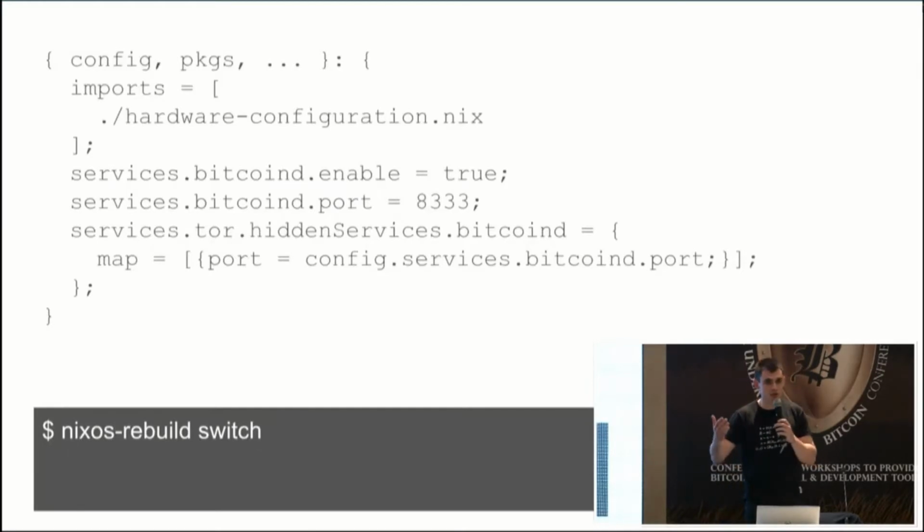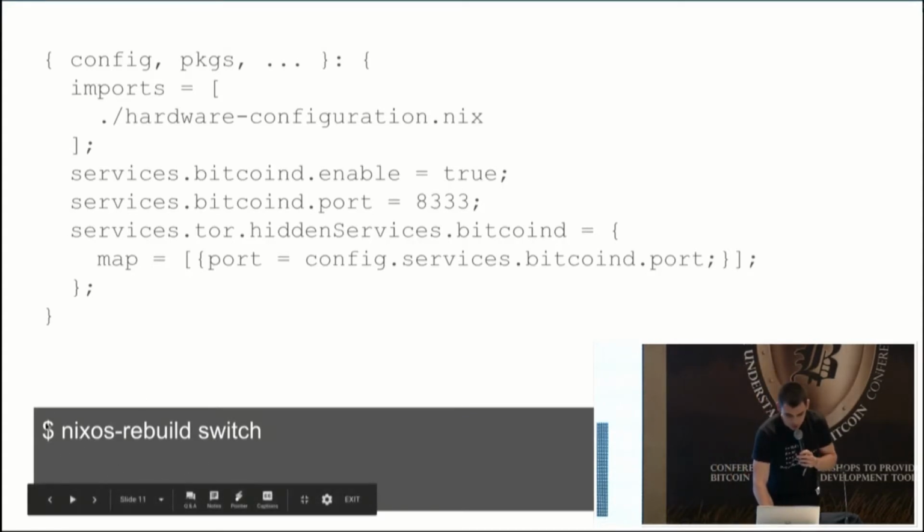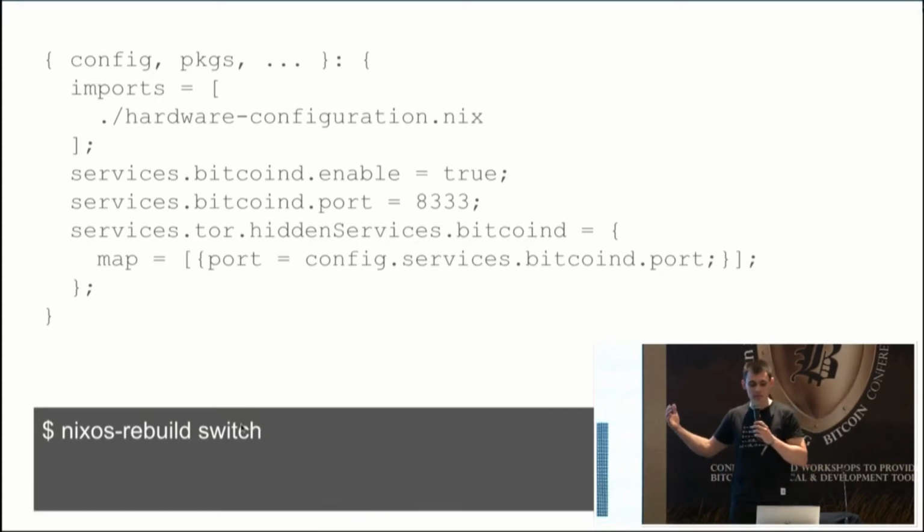This is an example configuration.nix. Again, it's a function taking a configuration and packages. It imports a hardware configuration that's usually auto-generated by NixOS. And then you can simply say services.bitcoind.enable = true. And once you run the nixos-rebuild switch command, it will actually enable a systemd service that runs Bitcoin D.